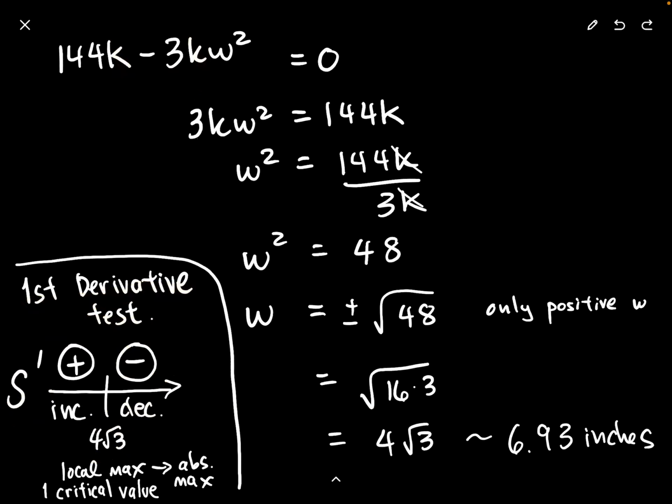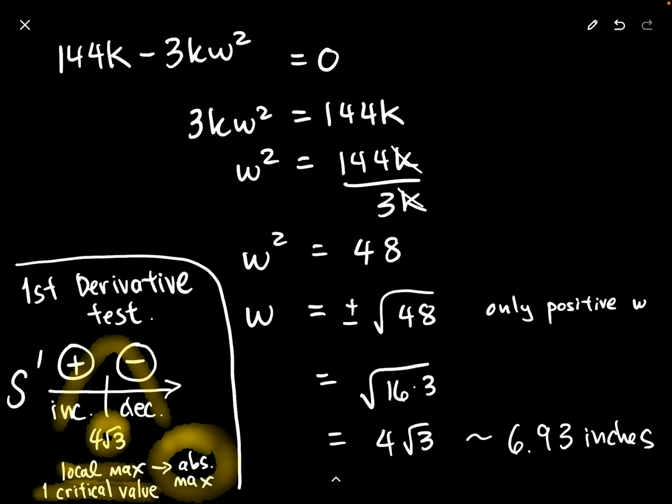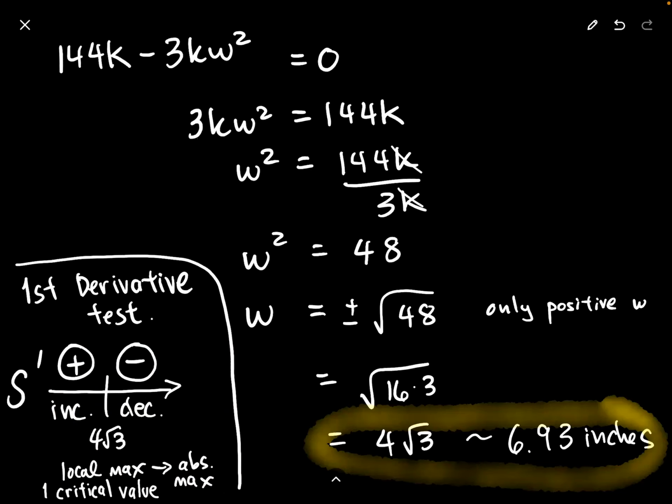Since the function is going from increasing to decreasing around the critical value, we'll have a local max there. The local max is an absolute max. So the strength of the beam is maximized when the width is 4 root 3 inches or 6.93 inches.